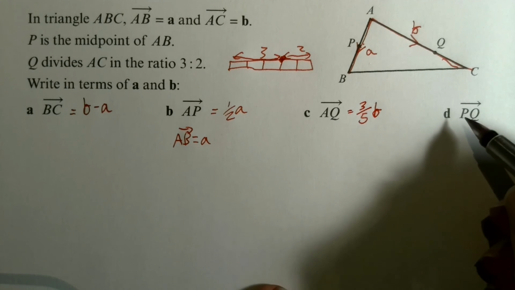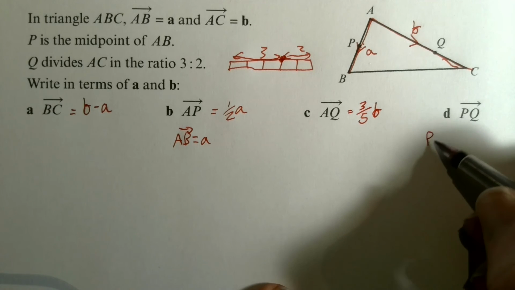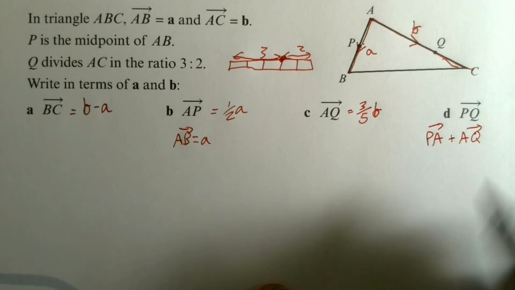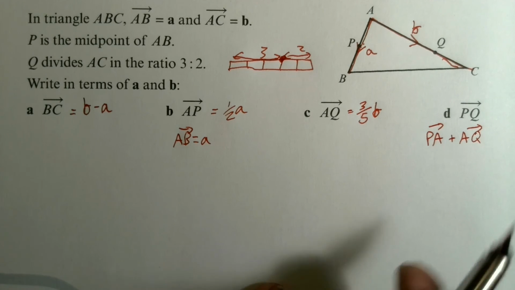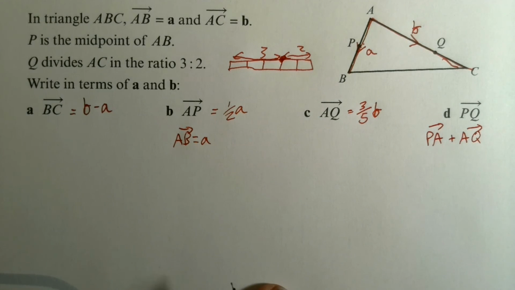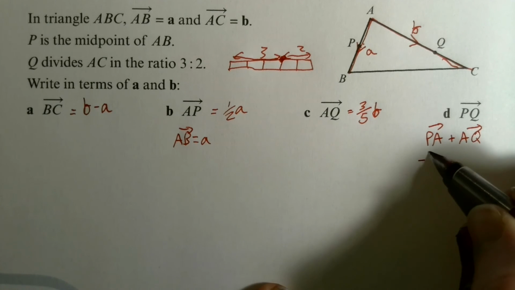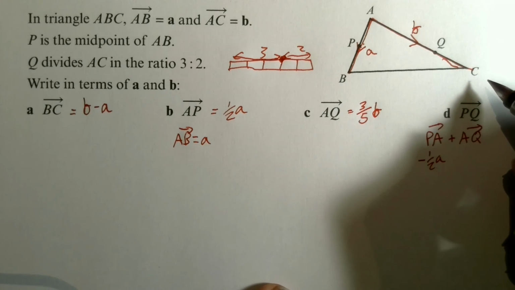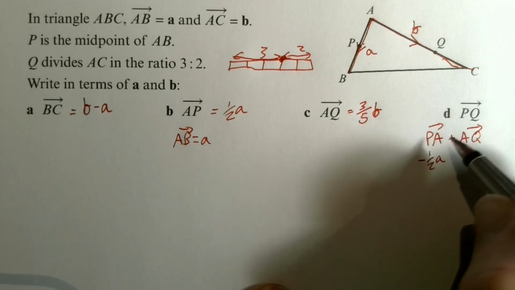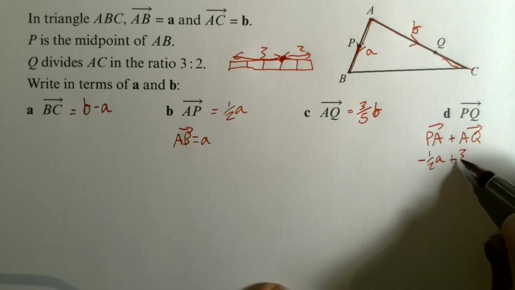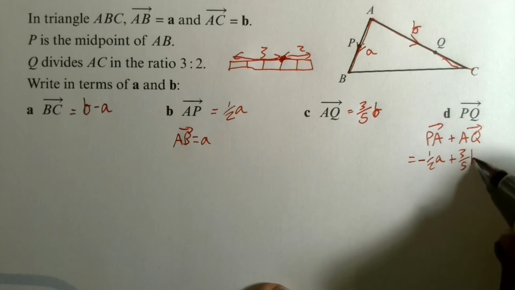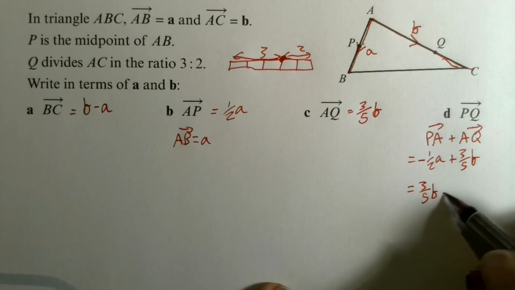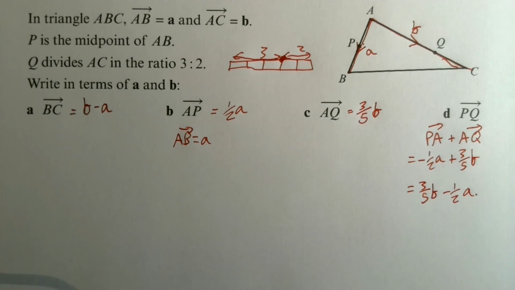Right, so from P to Q, I'm going to do PA plus AQ. And PA, I know, is going against A, but it's half of it, so that would be minus a half of A. And A to Q, we've already defined as being 3/5 of B. So it's going to be that. And you could rewrite it again if you like to be 3/5 of B, take a half A.